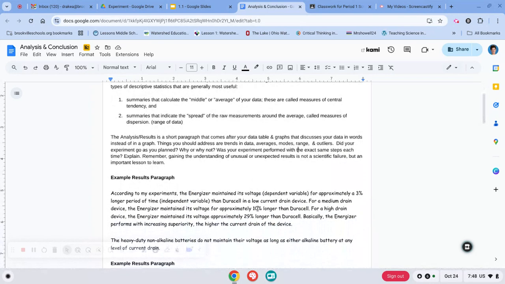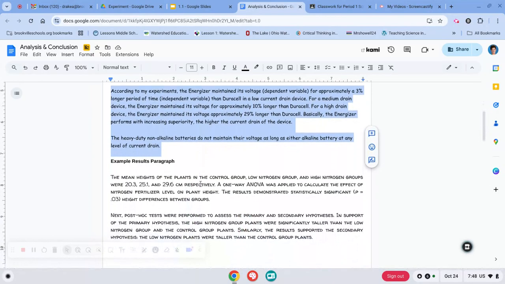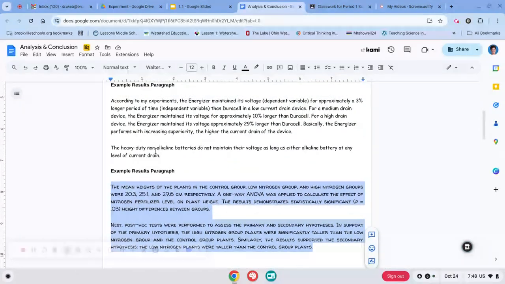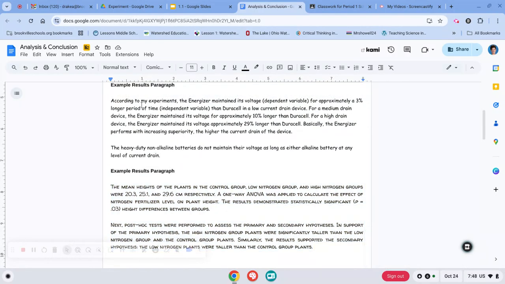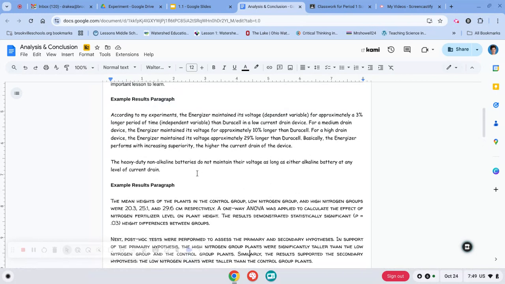All right, and here's an example of a result paragraph for a different experiment. It's about batteries. And then here's another one about plants. So you can look at the 2 different paragraphs, or the 2 different examples. One has a really long paragraph with another sentence. One has 2 paragraphs. I really don't want anything more than this, okay? Each paragraph in here is like 2 sentences, and this might be 2 or 3 sentences, okay?